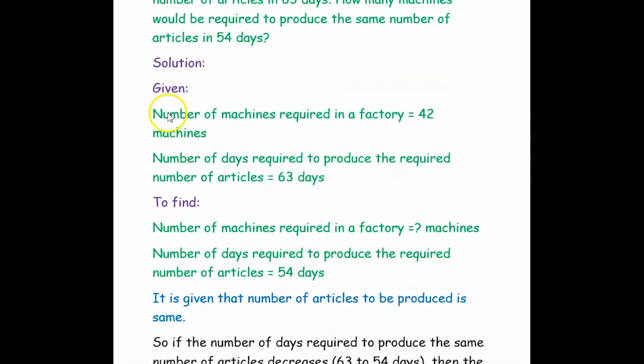Solution. Given the number of machines required in a factory is 42 machines and the number of days required to produce the required number of articles is 63 days. So in 63 days, using 42 machines, they are producing some required number of articles. Now what we want to find? The number of days required to produce the same number of articles was reduced to 54 days instead of 63 days. So in 54 days, a few machines are working in a factory. So we want to find the number of machines required for 54 days to produce the same number of articles.